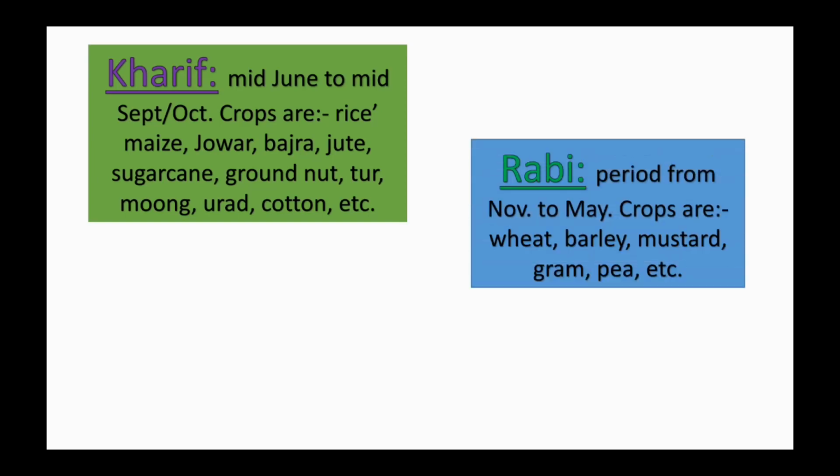Next you will see the rabi crop. Its period is from November to May. Especially crops like wheat, barley, mustard, gram, etc.